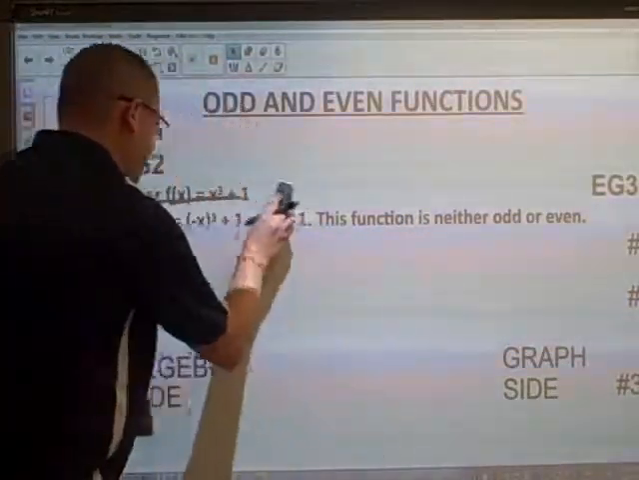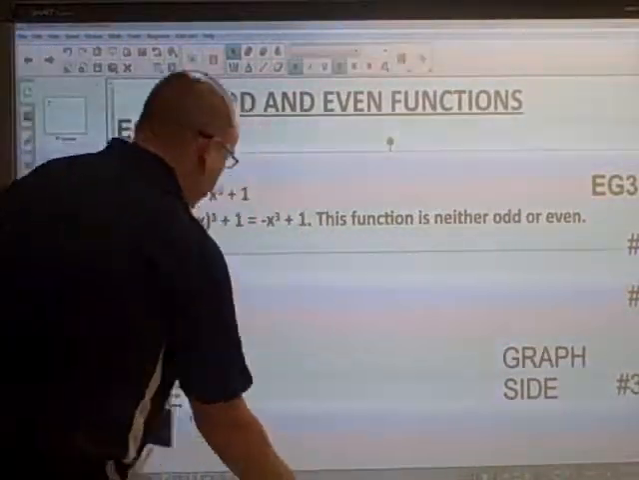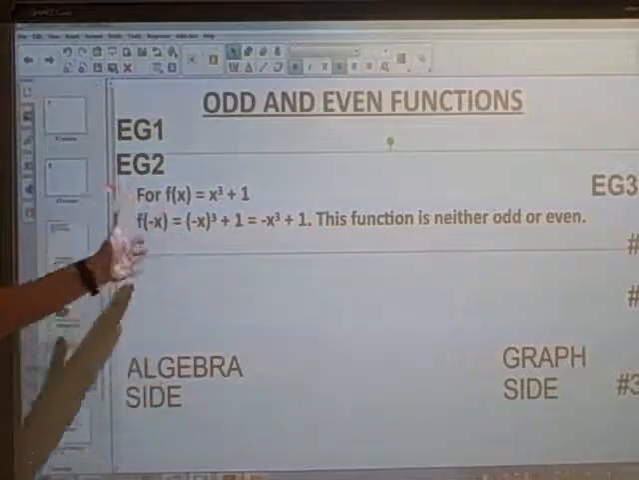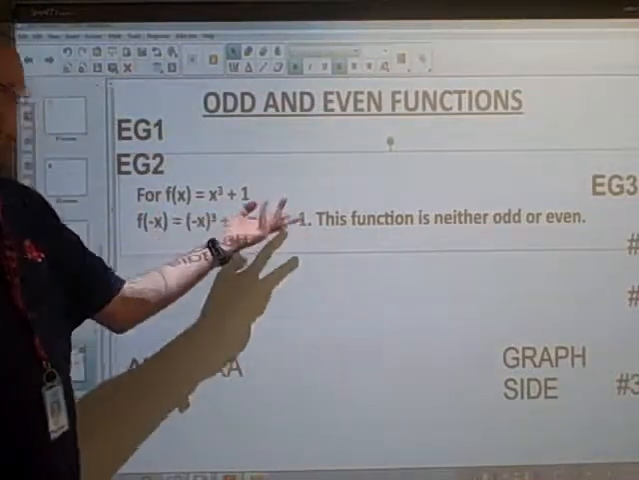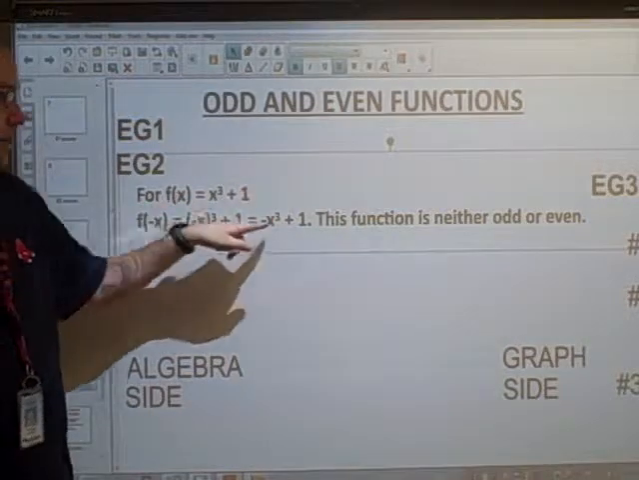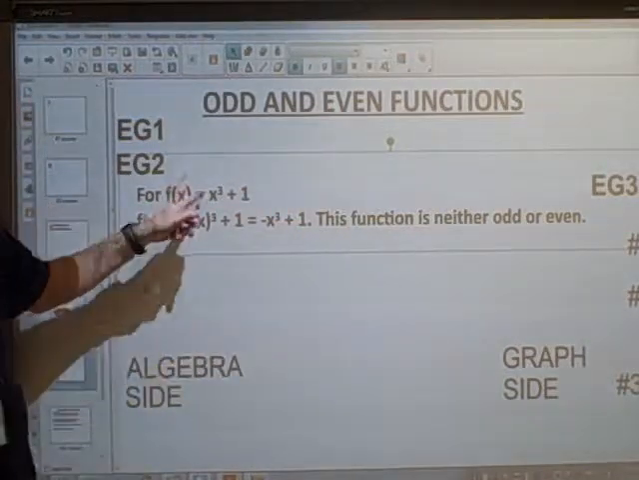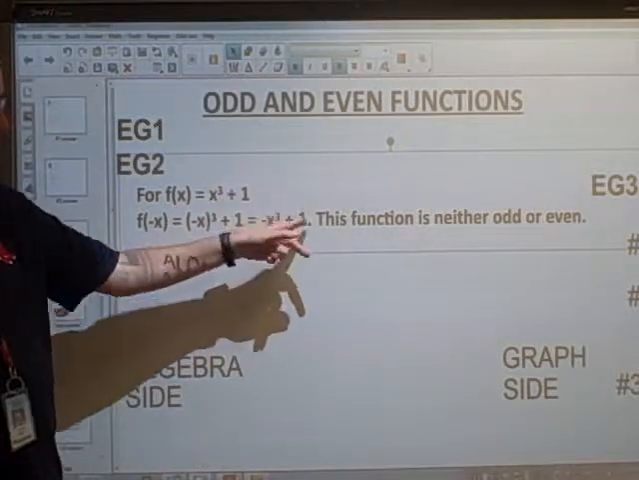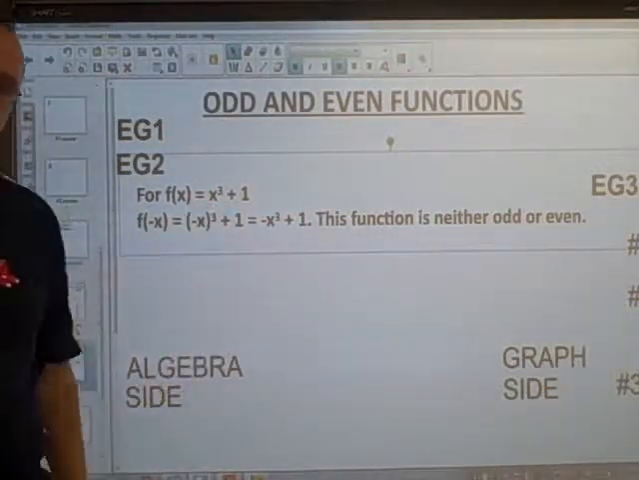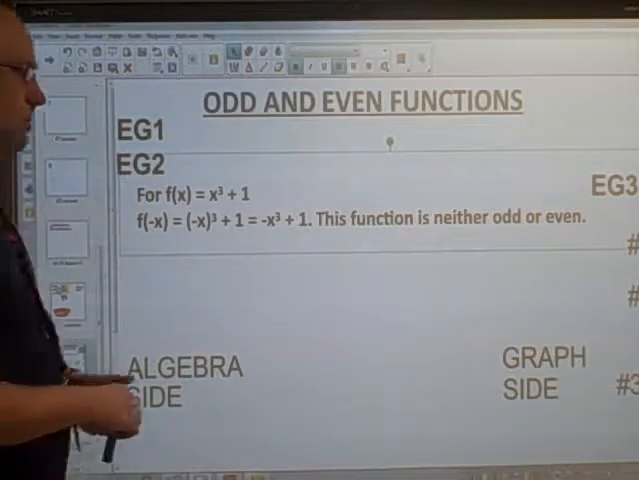x cubed plus 1. So if we plug in negative x into here, negative times negative times negative is a negative, and then plus 1 is still just plus 1. Now we can see that it's not the same, so it's not even, and the first term and the second term here, these are opposites of each other, but notice the 1 and the 1 are not opposites of each other. So that one's neither even nor odd.